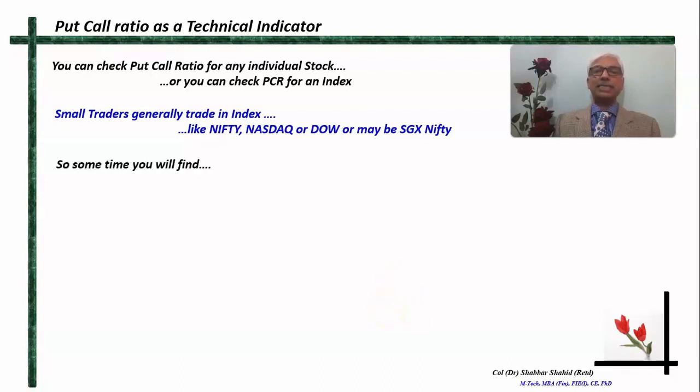Alright? And sometimes you will find that the put call ratio is 1. Now what does that mean? That means the open interest in put option trades and call option trades are equal. Therefore, the ratio is 1. It is a balanced market.